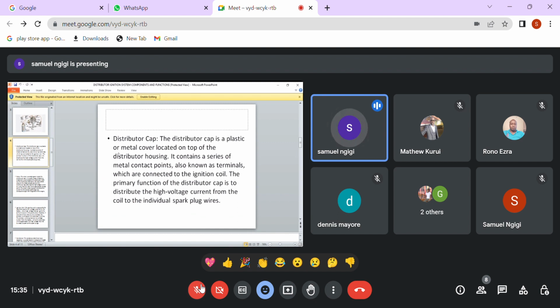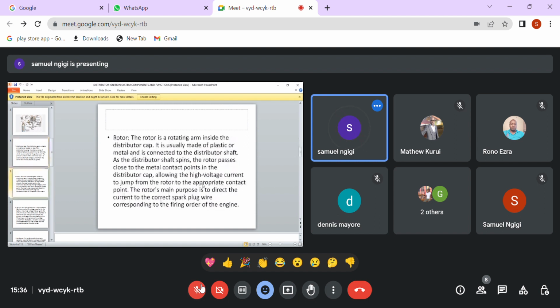So we can say that the main components of the distributor, we start with looking at the distributor cap. The distributor cap is a plastic or metal cover located on top of the distributor housing. It contains a series of metal contact points, also known as terminals, which are connected to the ignition coil. The primary function of the distributor cap is to distribute the high voltage current from the coil to the individual spark plugs.